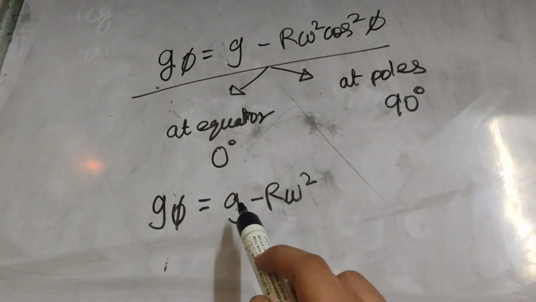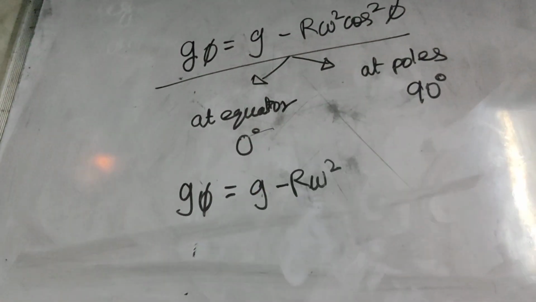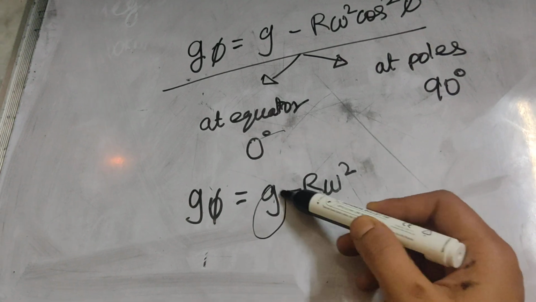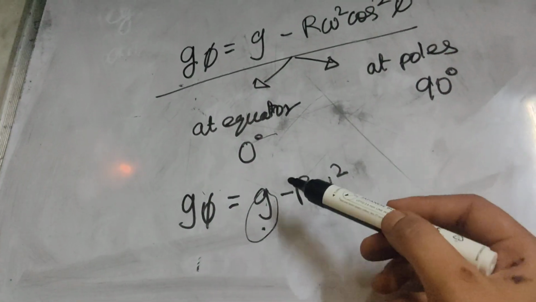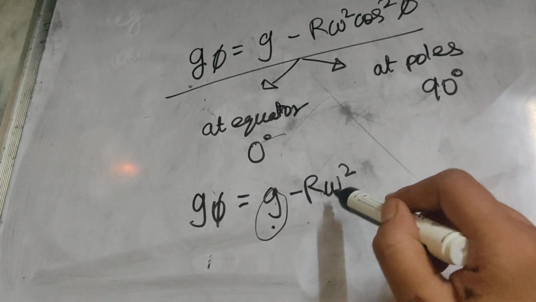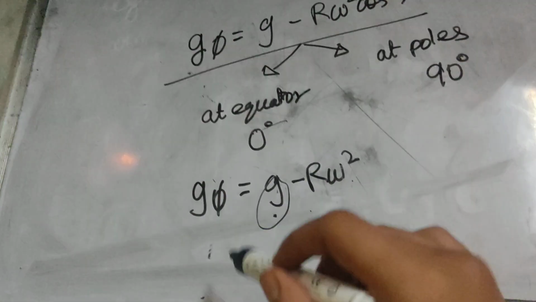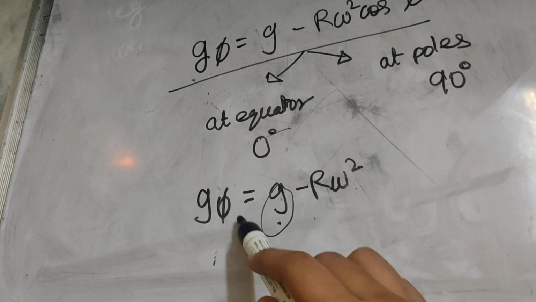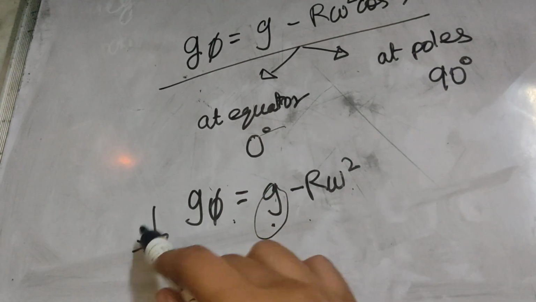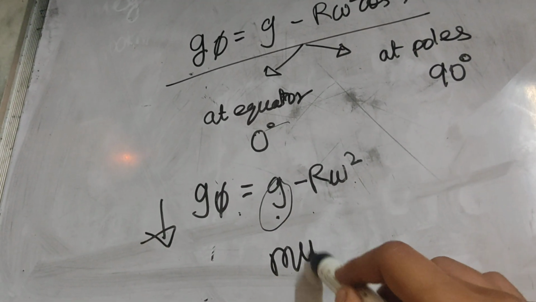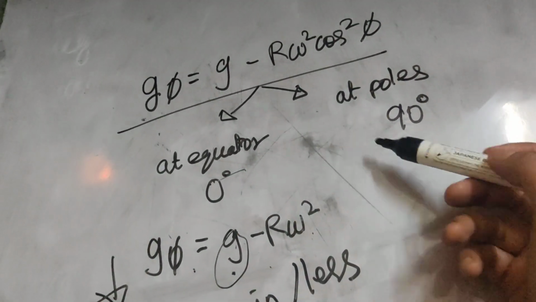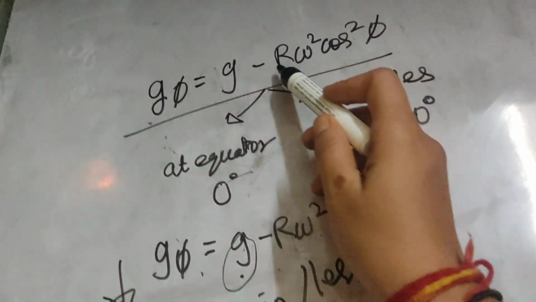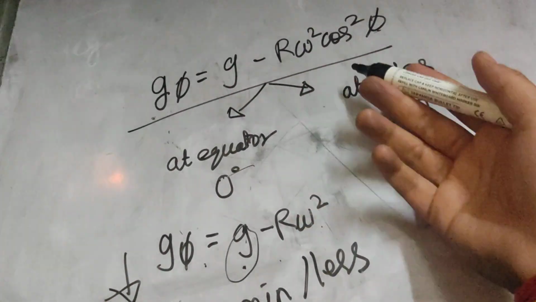So at the equator what is happening? This g, I mean the acceleration due to gravity at the surface. Now at the equator R omega square is getting subtracted from it, which means the g phi value is decreasing. So at the equator you will find it to be minimum or a lower value. But at the poles, cos 90 is 0. The whole term gets cancelled.